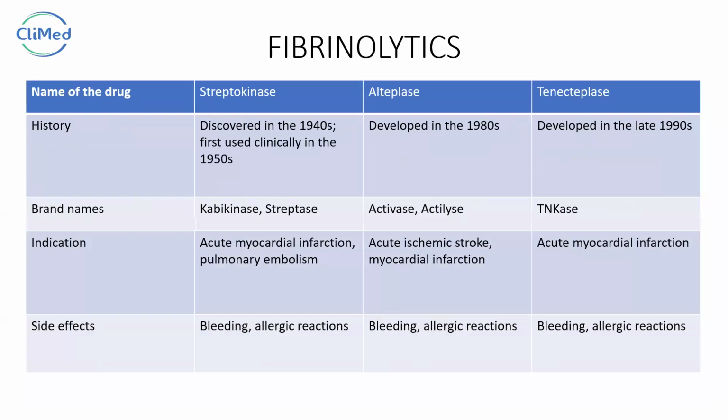Thank you. Next is Alteplase. It was developed in the 1980s. Brand names include Activase and Actilyse. Indication: acute ischemic stroke and myocardial infarction. Side effects are the same as streptokinase, like bleeding and allergic reactions.